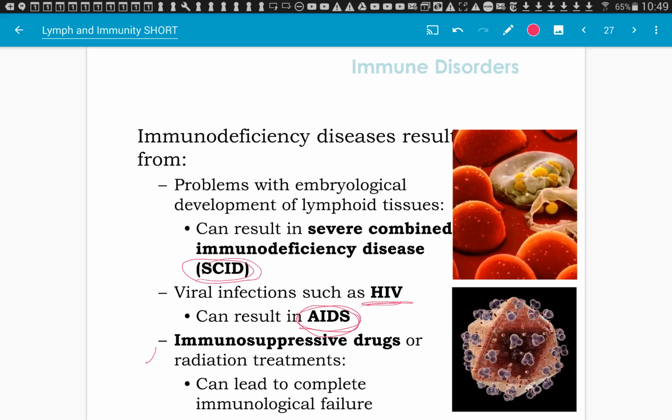Then lastly, we also have immunosuppressant drugs that are used to, for example, prevent rejection of transplants. Radiation, for example, too. So these immunosuppressant drugs can suppress your immune system for a good reason, but if it's too much, your immune system's going to crash.